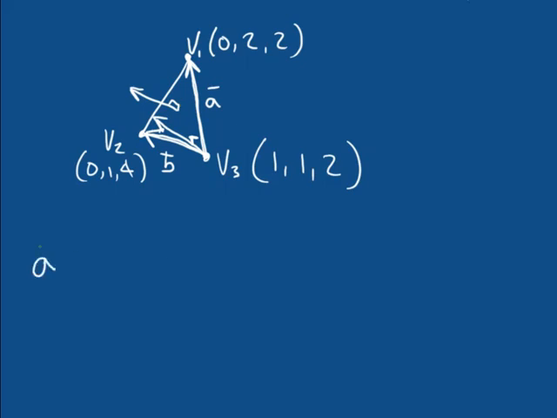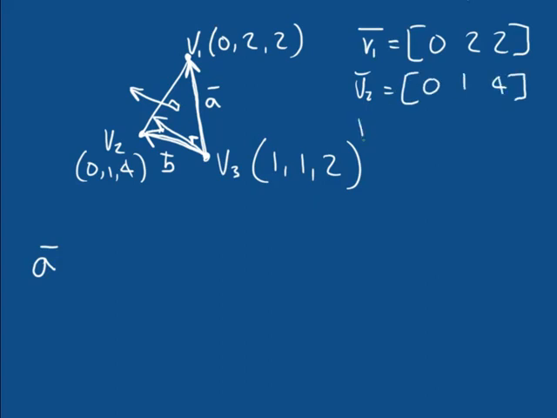So we know that vector A is traveling from point 3 to point 1. So if I was to represent these points as position vectors, so position vector V1 is equal to 0, 2, 2. Position vector V2 is equal to 0, 1, 4. And position vector V3 is equal to 1, 1, 2.